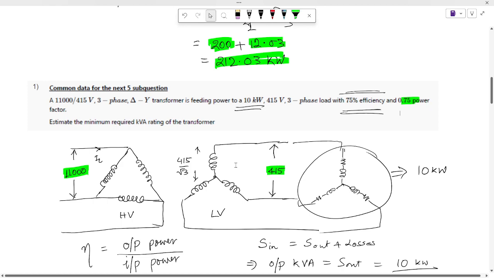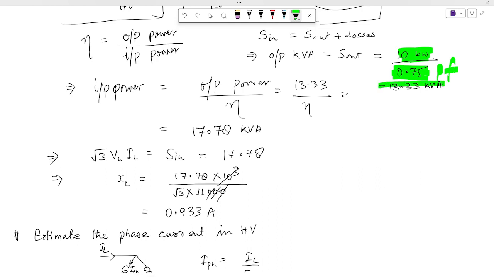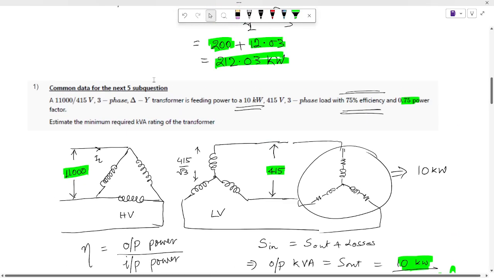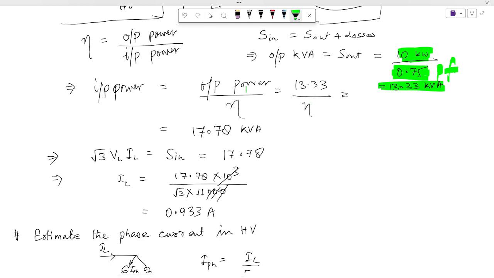Output kVA will be kilowatt divided by the power factor. So what you get is 13.33 kVA output kVA. Now to find the input kVA, we need to divide by the efficiency, that is 75%. Once you divide the output power by efficiency, you get the input apparent power, input kVA, as 17.78.